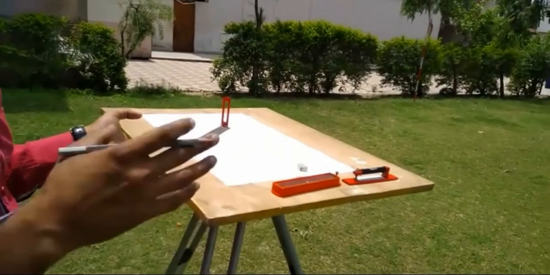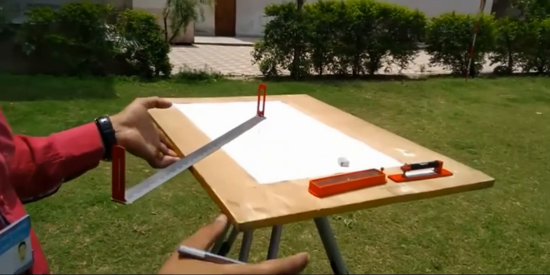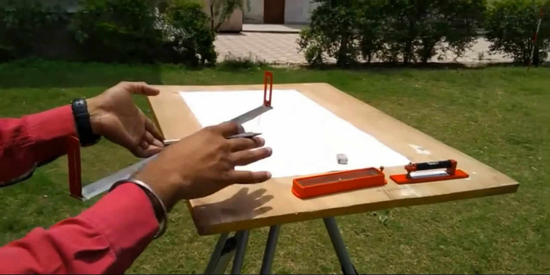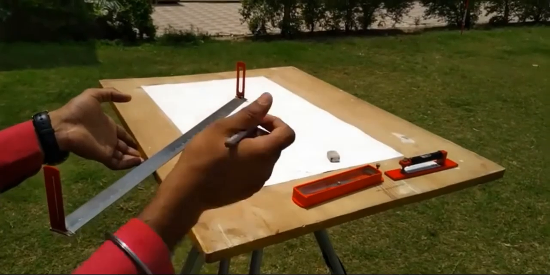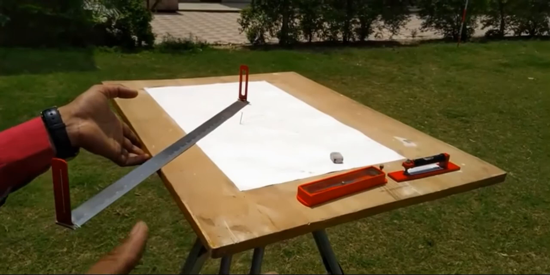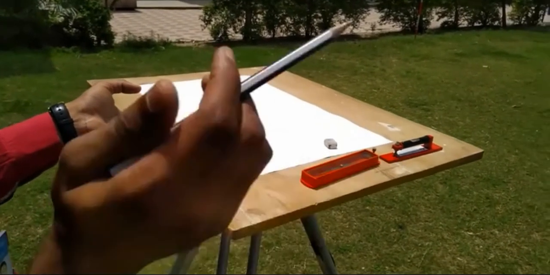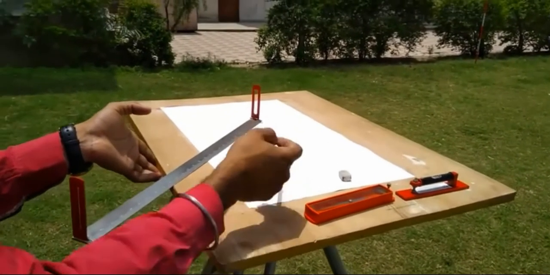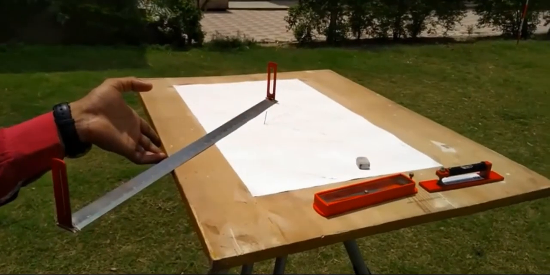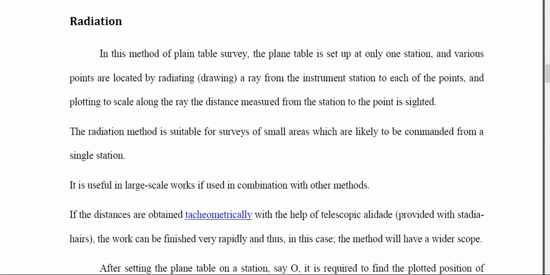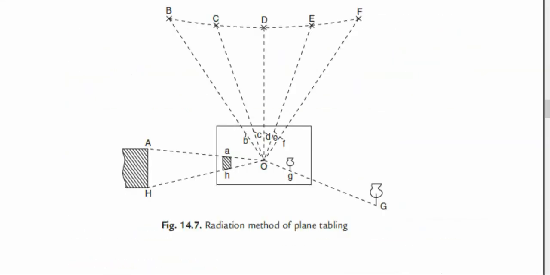Now if I want to mark the points A, B, C, I'll measure the distances OA, OB, OC on the ground, and then I will convert them to some scale, and I will mark the points A, B, C on the sheet of paper. So this is my radiation method.